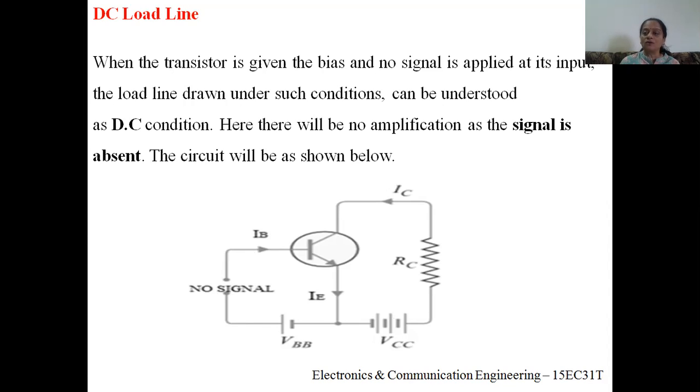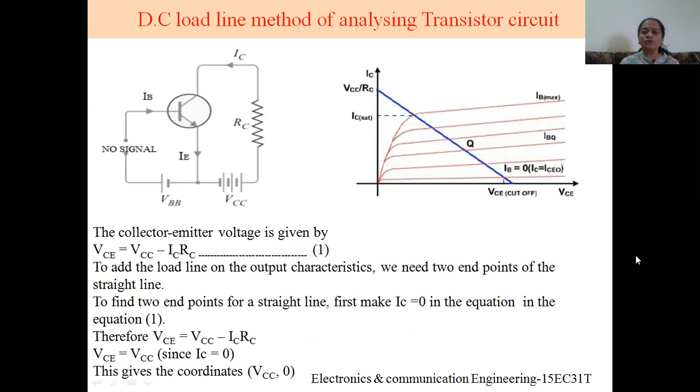When you draw the load line under this DC condition, that is, when no signal is applied or the signal is absent, that condition is called a DC condition. And the line drawn under this condition is called a DC load line. So how to draw it? This is very important. In this diagram, you can see the transistor circuit. In this circuit, we have applied the bias voltages VBB and VCC.